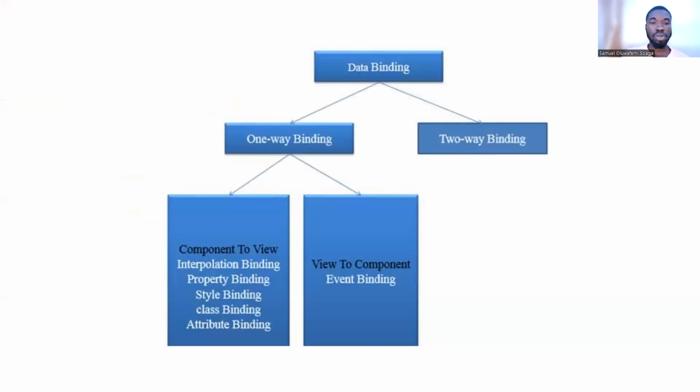Also, one-way data binding can be split into two: the component to view and the view to component. The component to view is the interpolation binding and the property binding, while the view to component is the event binding. The style binding, class binding, and attribute binding are ways under property binding.